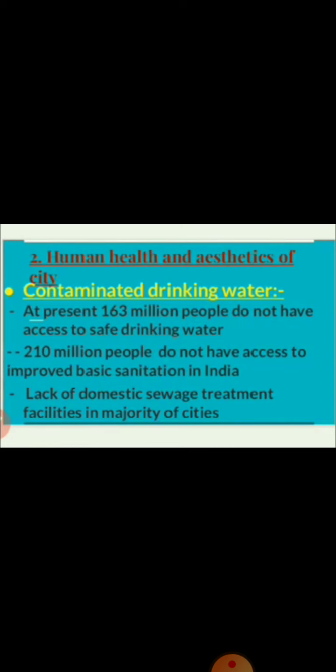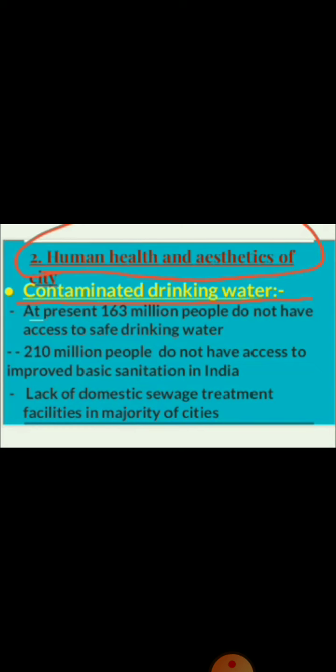The next issues are the urban issues related to human health and aesthetics of the city. The first issue is contaminated drinking water, a very common issue in almost all Indian cities. The consistent increase in the growth rate of the Indian population has led to an increase in demand for water, particularly in urban areas where the growth rate is very high compared to rural areas. Therefore there is a huge gap between demand and supply of water.